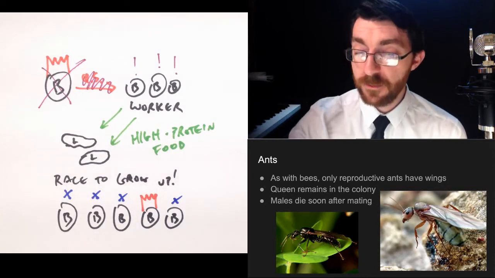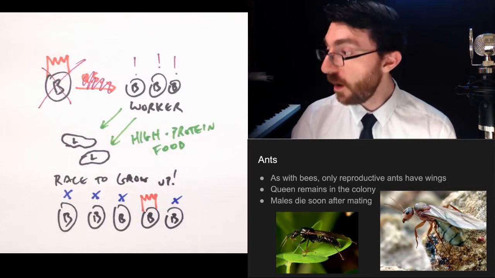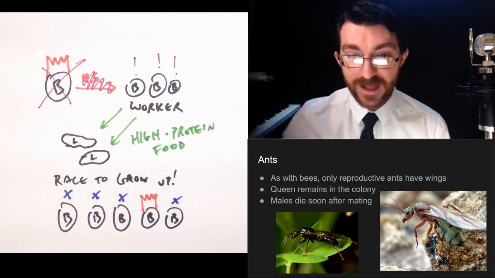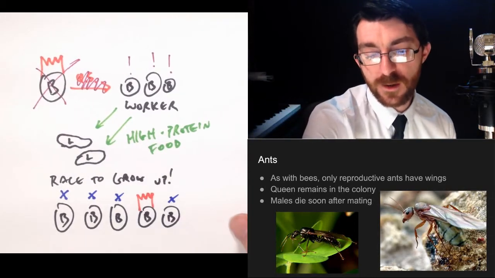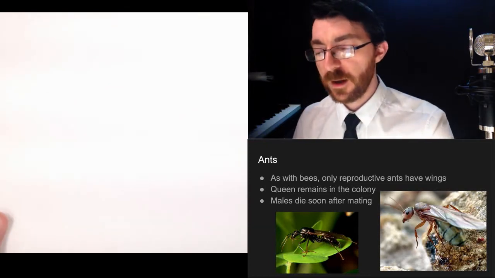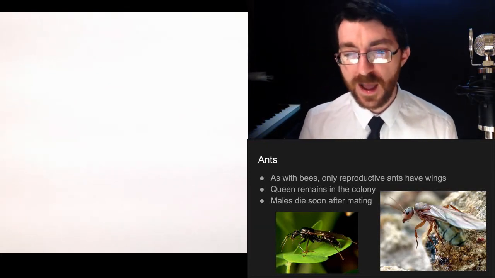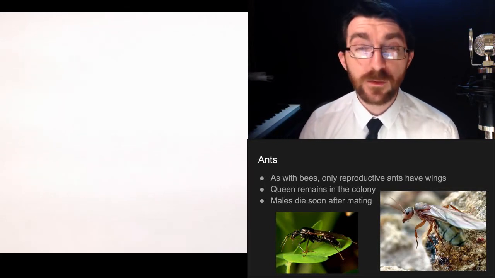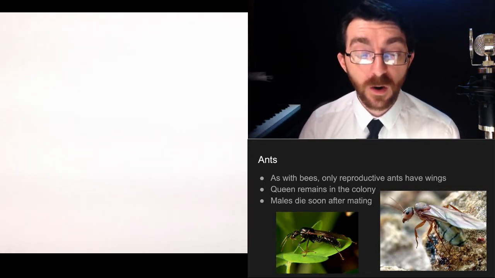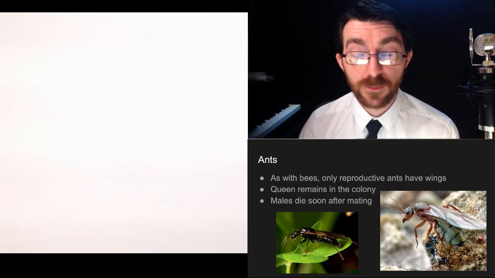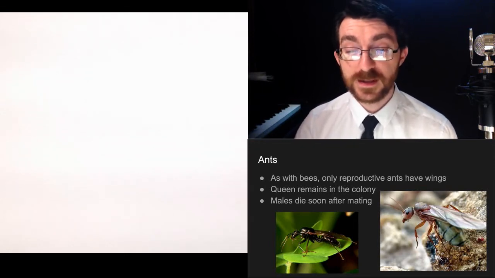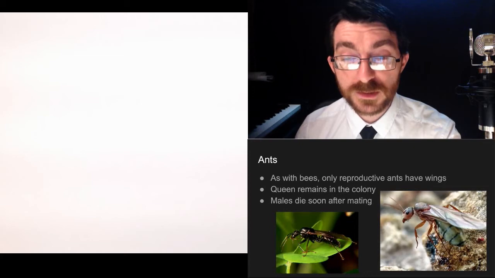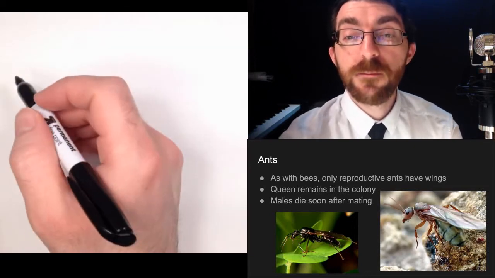Okay, so we've been talking about bees for a long time. Let's talk about ants. They are also part of Hymenoptera. As with bees, only reproductive ants have wings. Have you ever seen an ant with wings? They're not very common. They're the ones with reproductive capability. The queen remains in the colony, obviously, because it needs to be the center of the colony, and the males will die soon after mating.